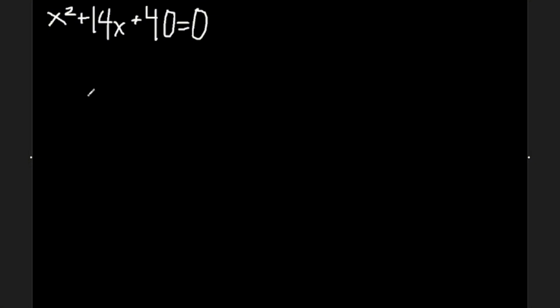We have to do what we did earlier. Transpose the constant term to the other side. It's plus x negative 40.